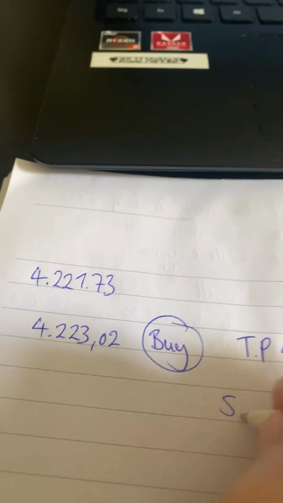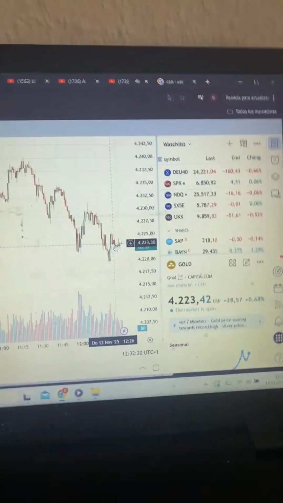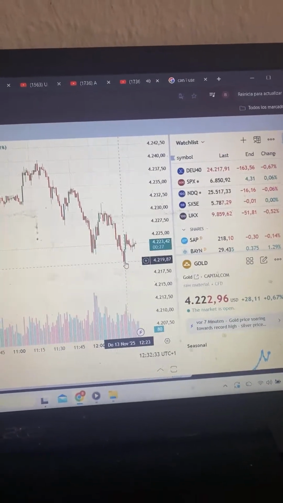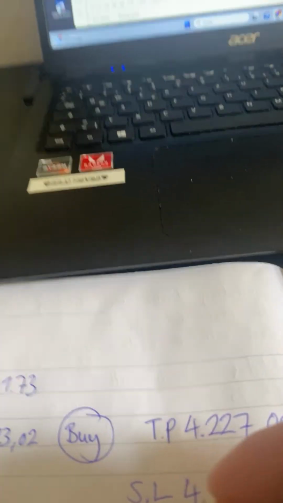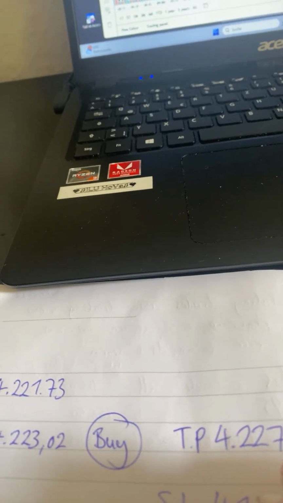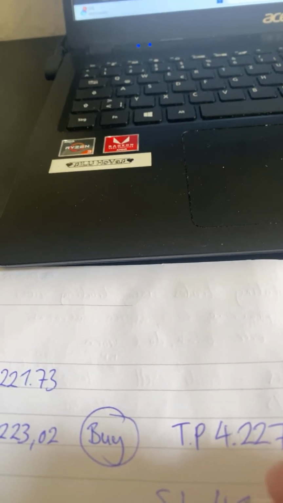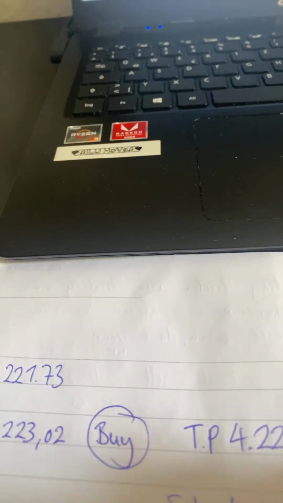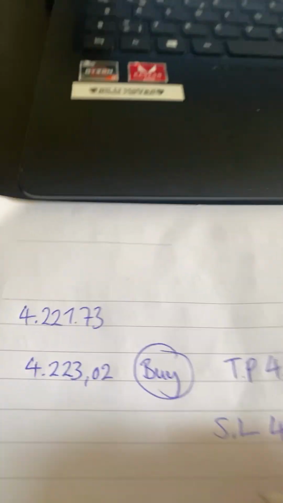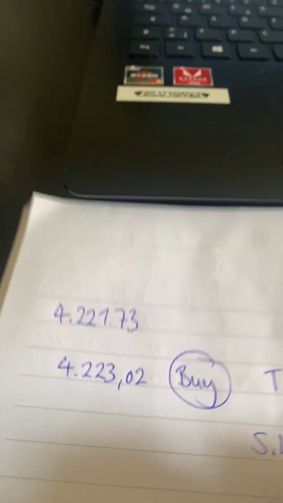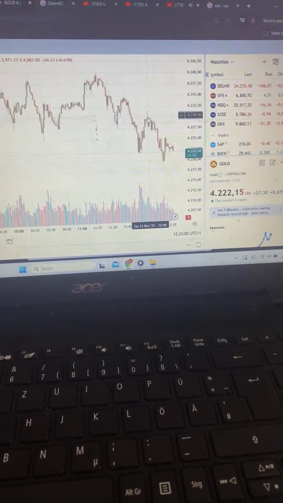Okay, we'll do a stop loss at 4220. Okay, and then second take profit, we'll do here, 4229.